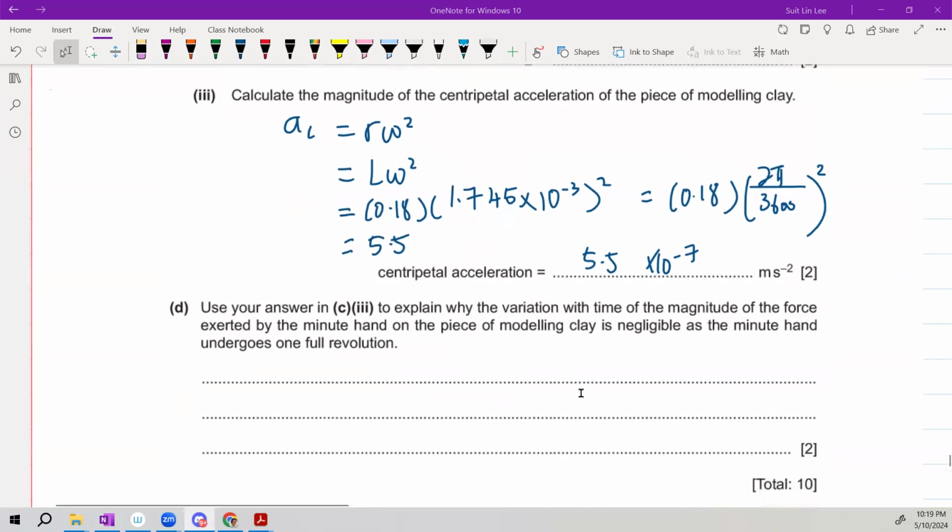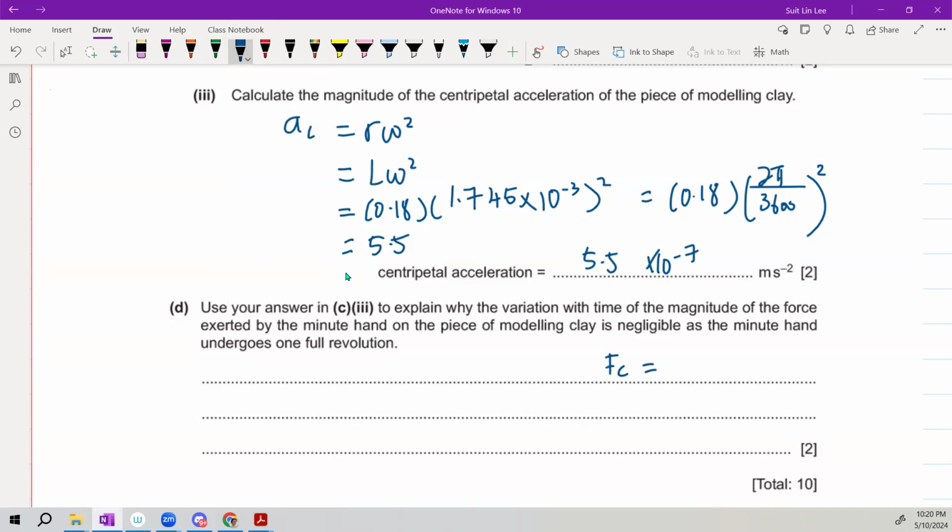Okay. Last part, using this calculation, explain why the variation with time of the magnitude of the force exerted by the minute hand on the piece of modeling clay is negligible as the minute hand undergoes one full revolution. Well, this one is because your centripetal acceleration is very small.